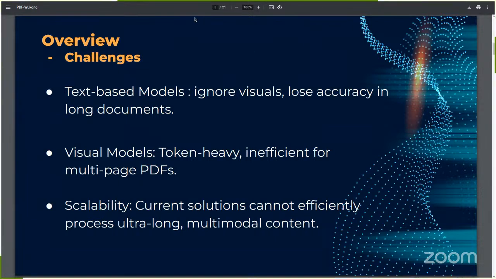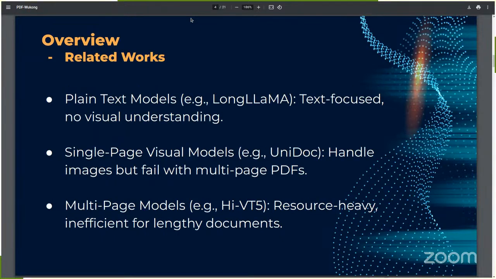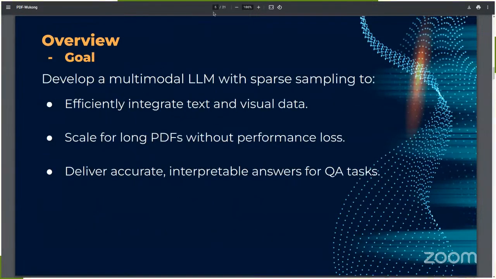So there exist main challenges while using text-based models. Text-based models cannot read images properly, so we generally lose accuracy on that. And the visual models are heavily reliant on tokens, and they cost a lot of credits. And again, those are not really scalable. So these are the few challenges that we face in the existing methods. A few examples of the current work are the LongLLaMA models, the UniDoc model, and the HiVT5 models. So these are the current state of the art.